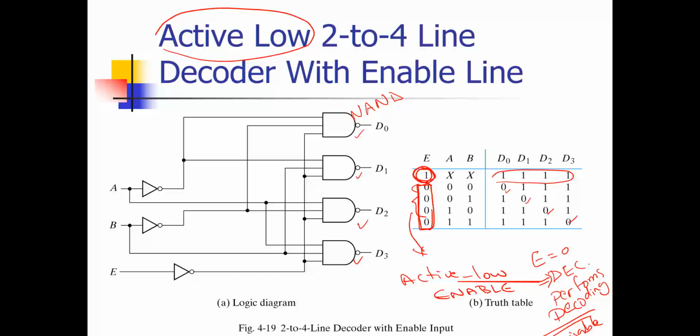In the case of 0, 0, 0, you can see D0 is 0, then 0, 0, 1 gives D1, 0, 1, 0 gives D2, and 0, 1, 1 gives D3. In this case, your textbook assumes that your enable is an active low enable. Enables can be, by the way, either active low or active high. So you can follow the footsteps of your textbook here, assuming that the enable is active low.